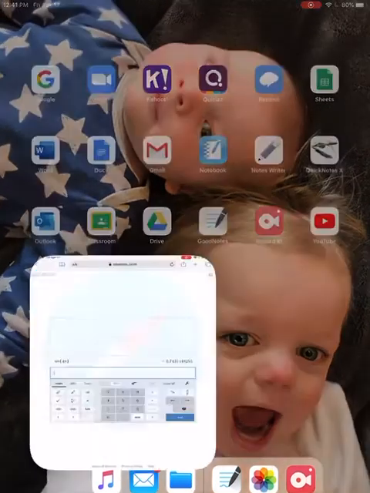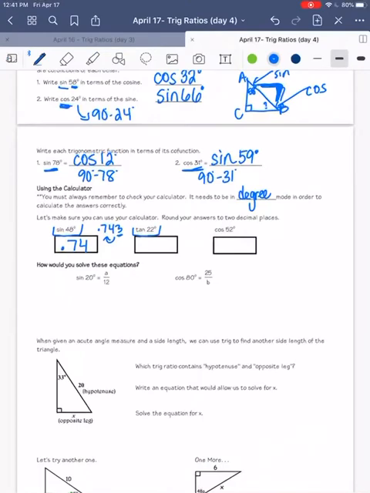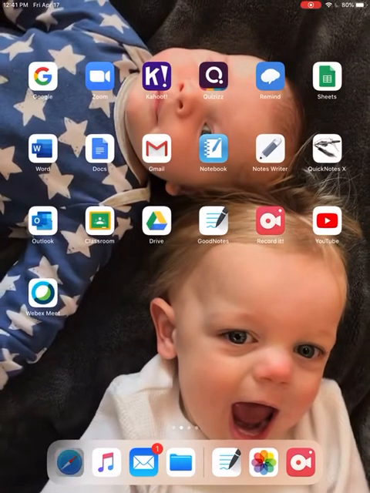You're just typing in the calculator. So tangent 22, hit enter, 0.404. What does the 4 tell the 40? It tells it to stay. And then cosine 52.